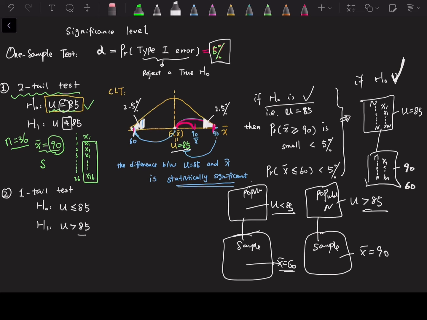Okay, but if this is greater than 5%, with 90 somewhere here or 60 somewhere here, then we say the sample data supports that the population mean is 85. That means we fail to reject the null.